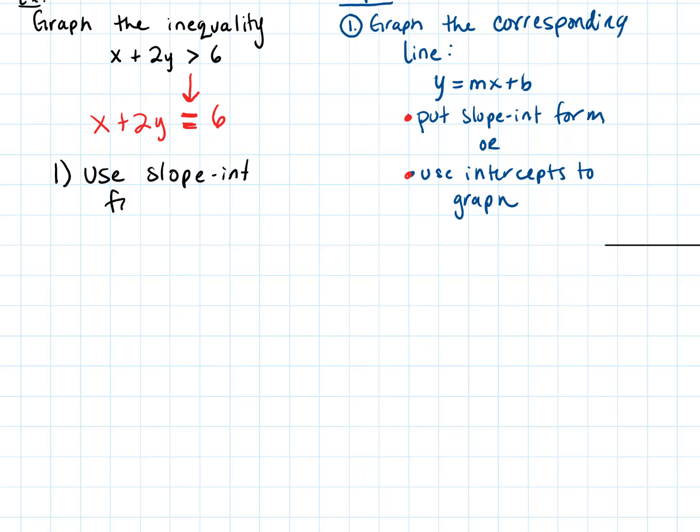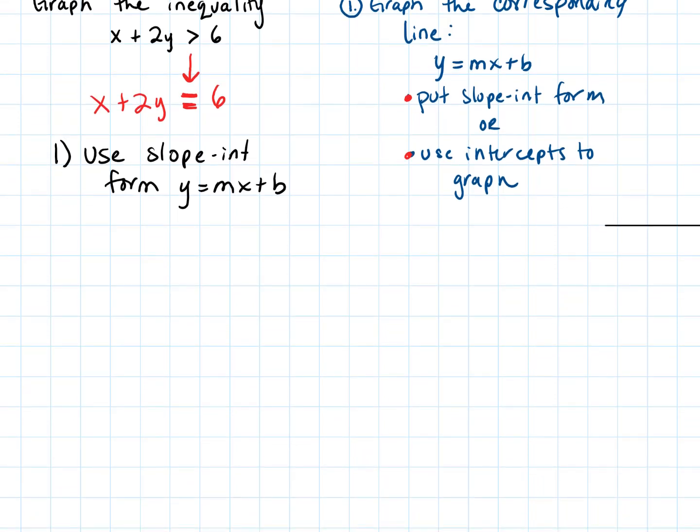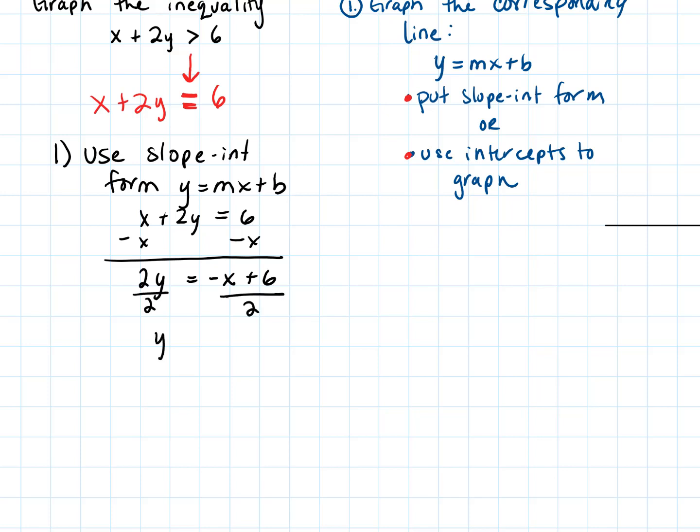If I wanted to use slope-intercept form, y equals mx plus b, I have to solve this equation for y. So let's take our x plus 2y equals 6. Let's subtract x, solve it for y, so we have it in the correct form. So 2y equals negative x plus 6. Divide by 2 on both sides, so that y is actually negative 1/2 x plus 3.